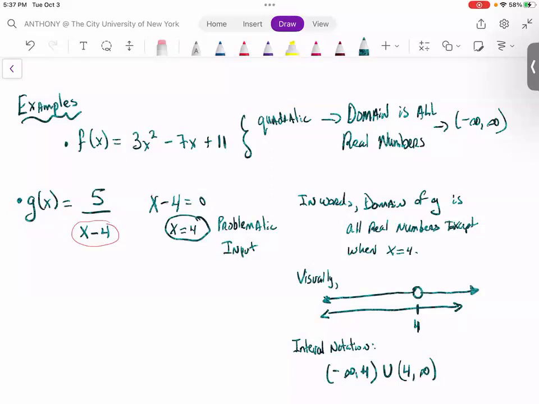G of x, its domain is all real numbers except when x is equal to 4. Visually, we see what that looks like. If you have one problematic input, you can sort of see a little clue here. If I have one problematic input, I have one more interval to deal with. I have 2 intervals, right? Everything to its left and everything to its right. Okay, questions on that one?